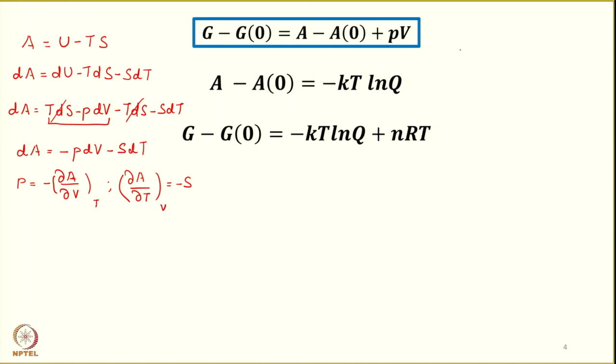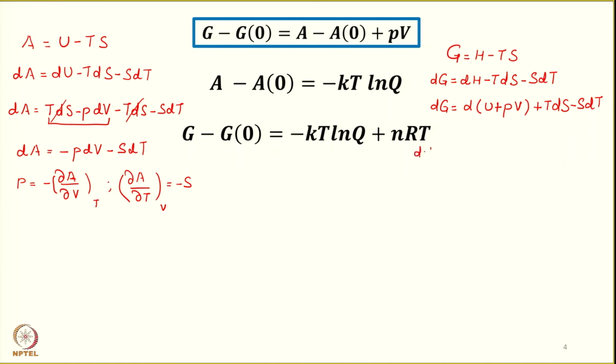And then if I start with G, G is equal to H minus TS. For some advancement, dG is equal to dH minus TdS minus SdT. And we keep on further expanding. H is equal to U plus PV, so plus TdS minus SdT. Extending it further, I have dG is equal to dU plus PdV plus VdP plus TdS minus SdT.